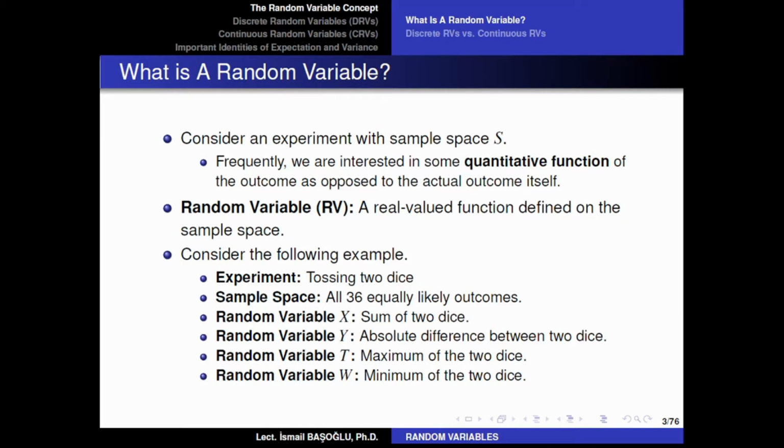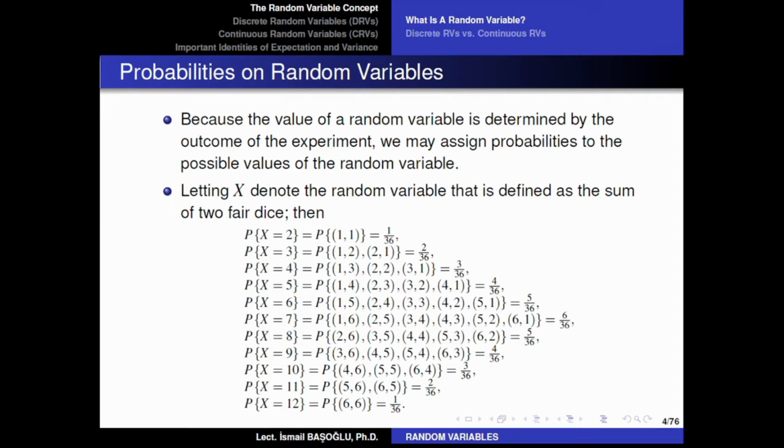And the second property is something irrelevant, but all these random variables are denoted with capital letters, my friends. This is important because in this course, we are going to define random variables with capital letters. So when you see a capital letter, it corresponds to a random variable. Do not forget about it.